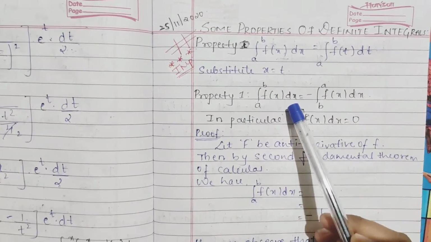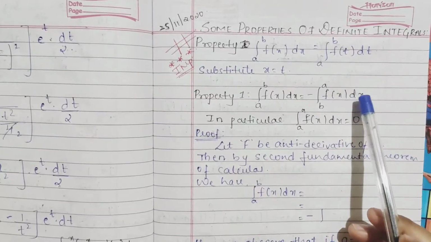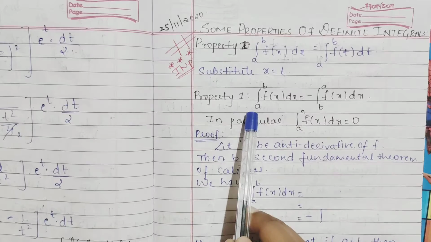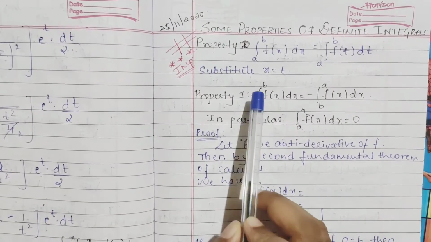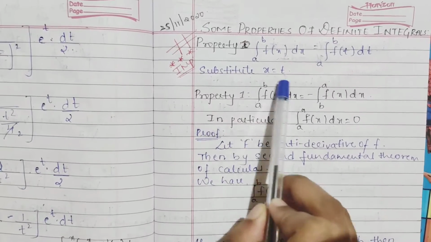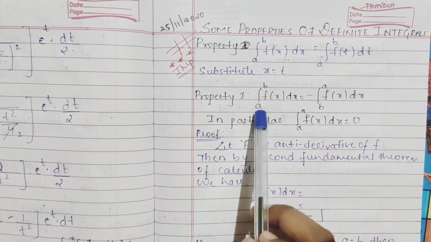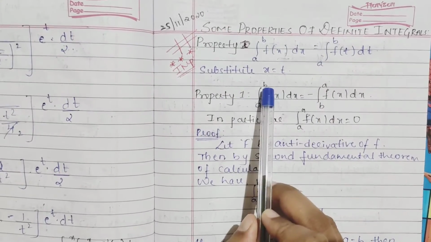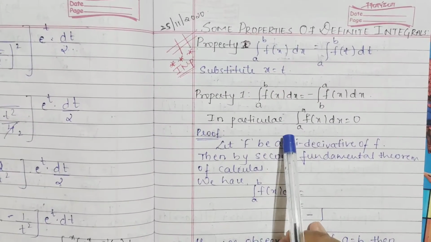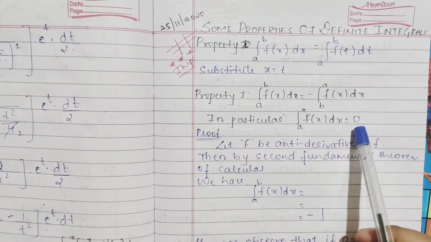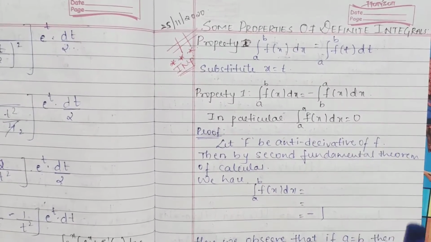Integration a to b f of x dx is equal to minus integration f of x dx when the limits are interchanged. See, first the lower limit was a and the upper limit was b. If you apply this property and change the limits, the result becomes the negative of the whole integral. In particular, the integration from a to a, with the same limit, will be 0.